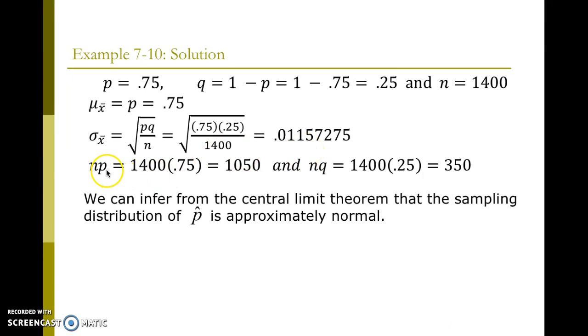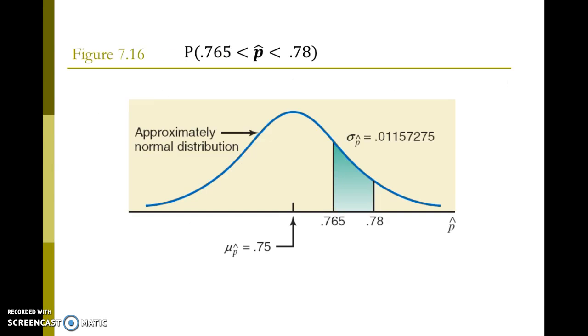We also then determine that n times p is greater than 5, and n times q is also greater than 5. Since both of those things are true, then we know that the central limit theorem applies, and that the sampling distribution is approximately normal. If it's normal, then we can use the charts in the blue section of your book or in the back of your book to find some probabilities. Since we know that the sampling distribution of p hat is approximately normal, it looks like this.